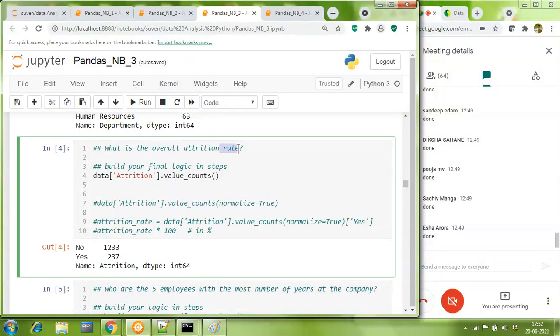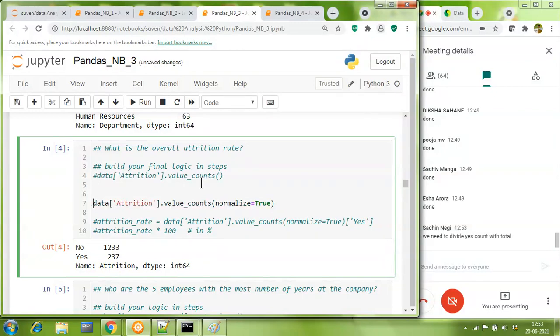Friends, rate is always in percentage. So obviously you cannot give me this as an answer and tell Rocky ji, this is the answer. There are 1233 people who say no, they are happy with the current company, and 237 people say they want to leave the current company. This is not the attrition rate, friend. Attrition rate is something different. First of all, anything which you say in terms of the word rate has to be, technically and principally, in percentages. So simply using value counts will not help us.